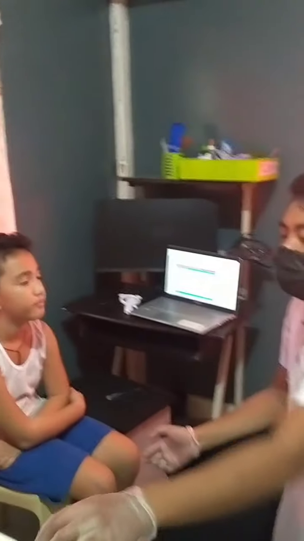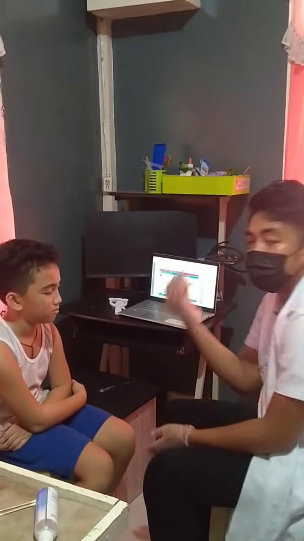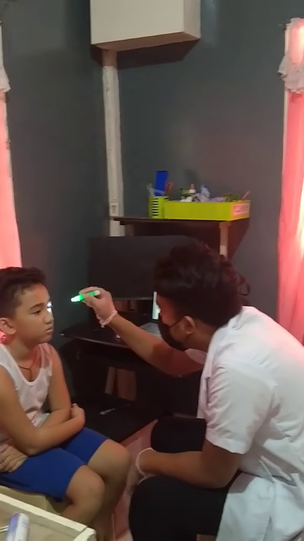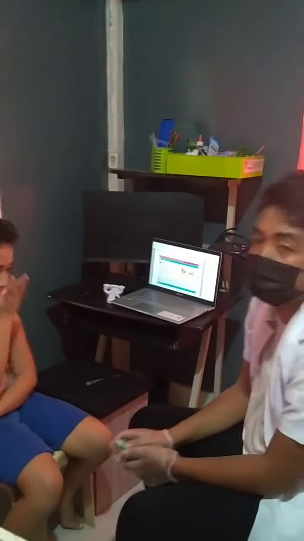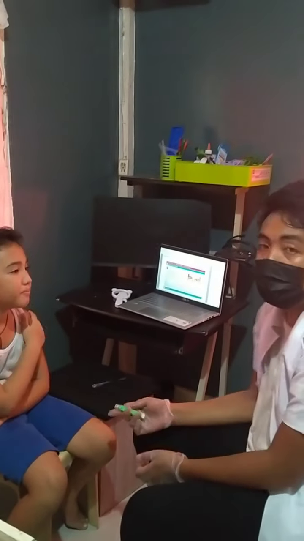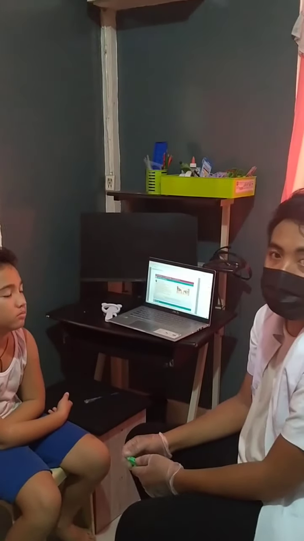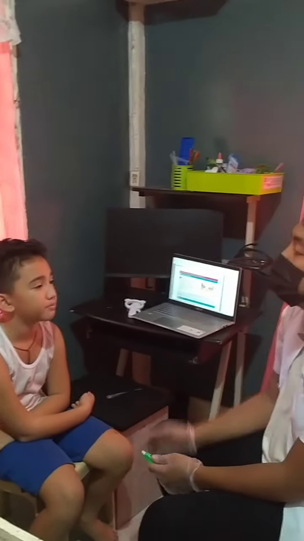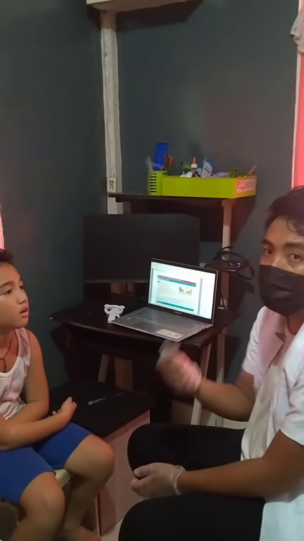Then in assessing the patient's pupil, we will make use of our penlight. So the patient's pupil is 3 mm in size, and upon stimulus of the light, the patient's pupil constricts to 1 mm, and it has normal consensual and direct reaction upon stimulus.